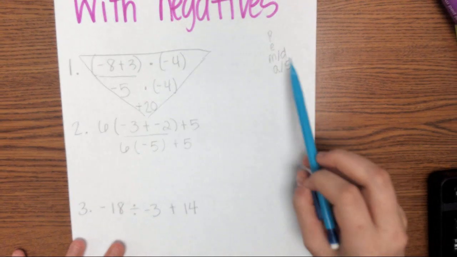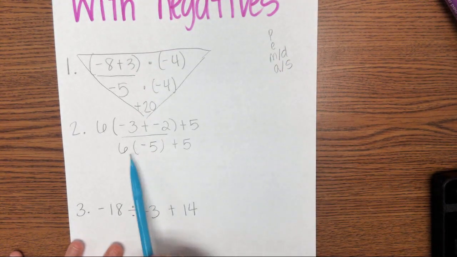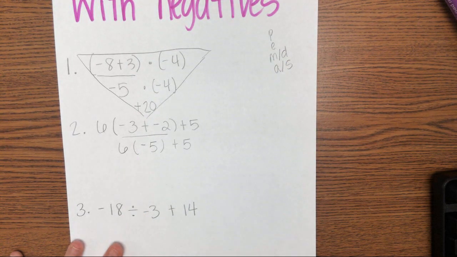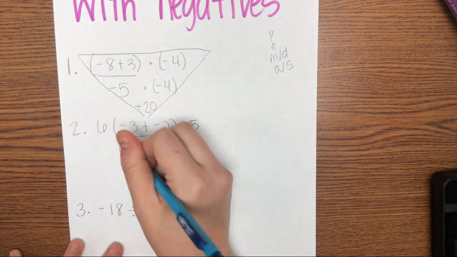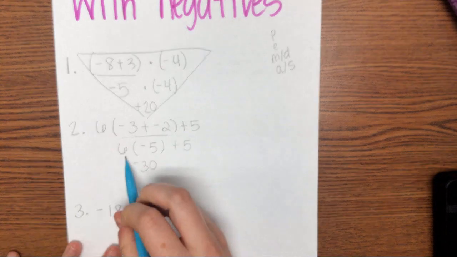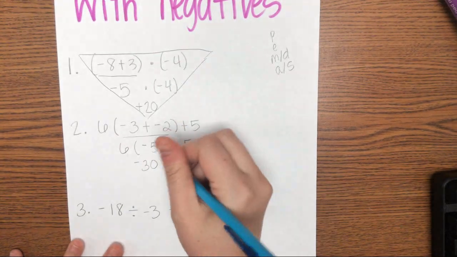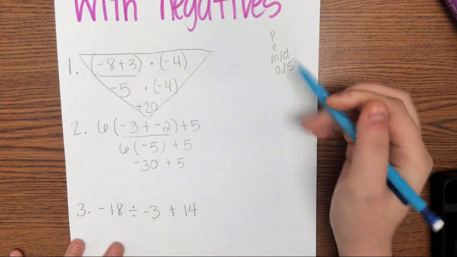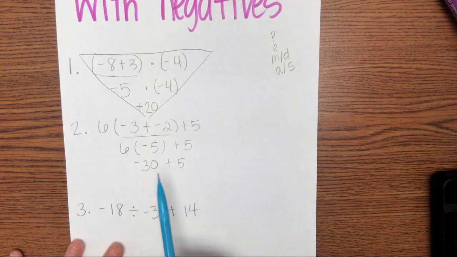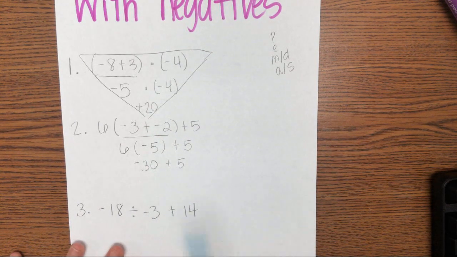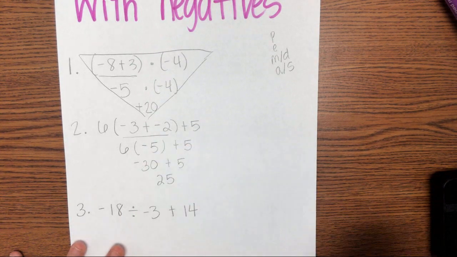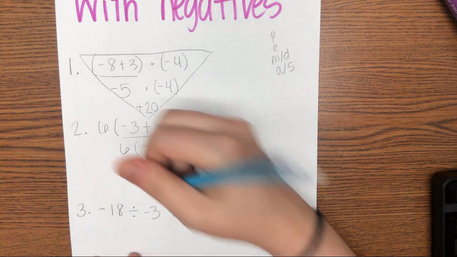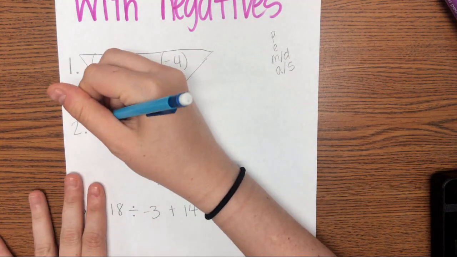We don't have any exponents, so I'm going to multiply or divide. When a number is next to the parentheses, that means to multiply. So I have multiplication. So 6 times negative 5 is negative 30, because a positive times a negative is a negative. Then bring down the 5. Now we're either going to add or subtract. And we have addition here, but we're adding integers. So these signs are different, so we subtract. And we're left with 25. But we had more negatives to start with, so it's negative 25. And then I am done.